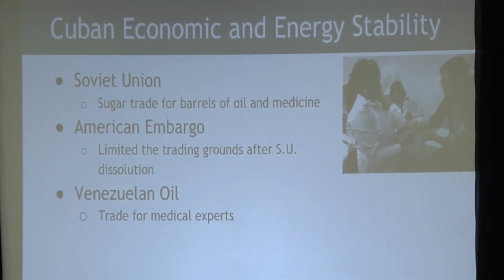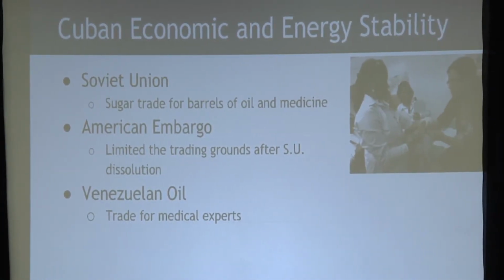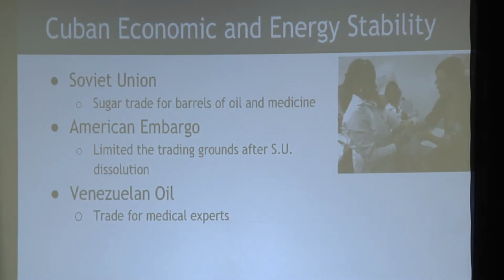So Cuba, before the Soviet Union collapsed, the Soviet Union was Cuba's main trade partner. They traded sugar for barrels of oil and medicine. But after that collapse, the U.S. embargo went in place, and that limited Cuba's trading grounds.